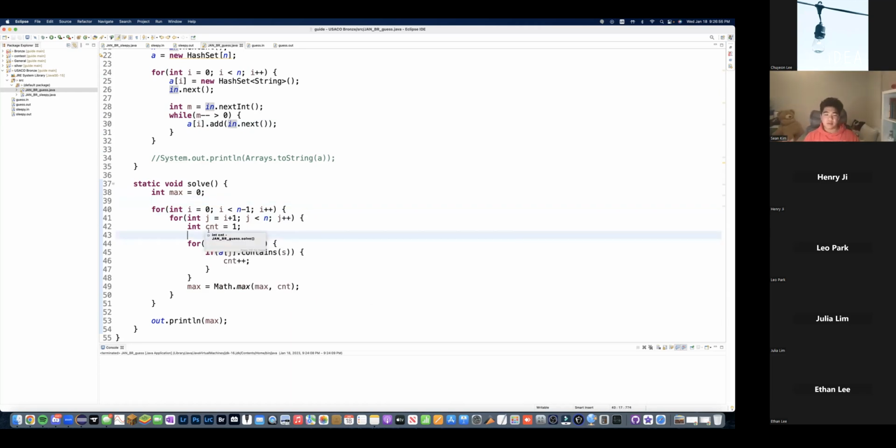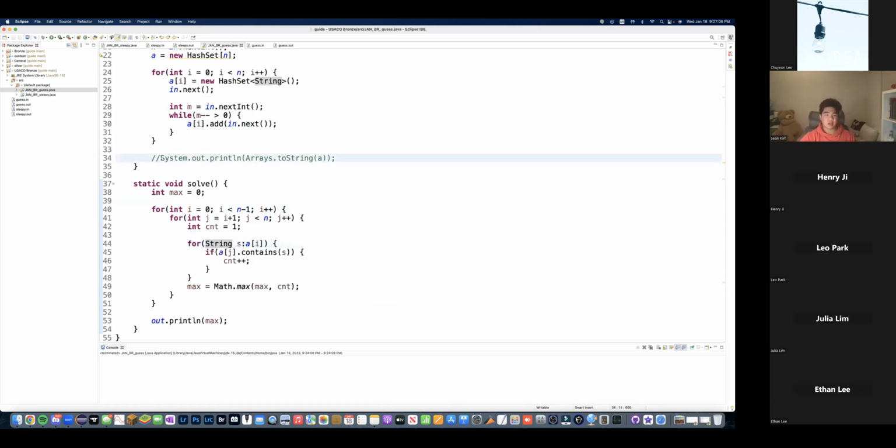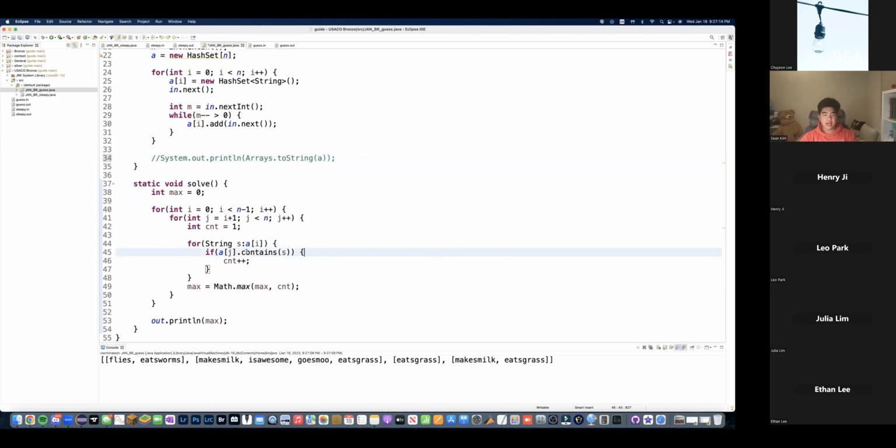And we make a count variable, count being how many times we ask a question. So we write string s, which holds everything within A of i. I'm going to make A appear again. And so s will be flies first, and it checks everything. Flies doesn't appear. Worms checks everything, only appears once. The count will be 1.